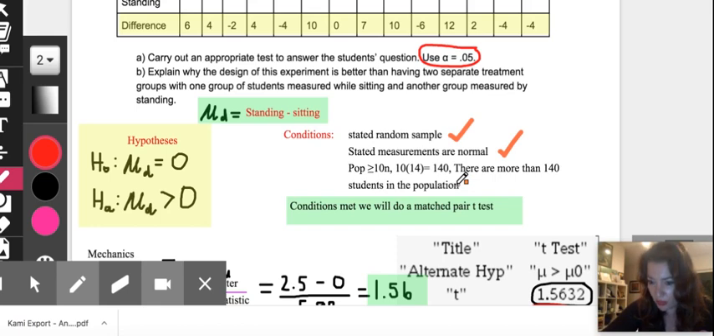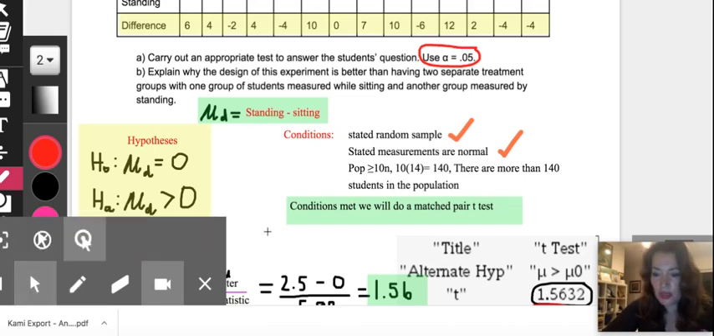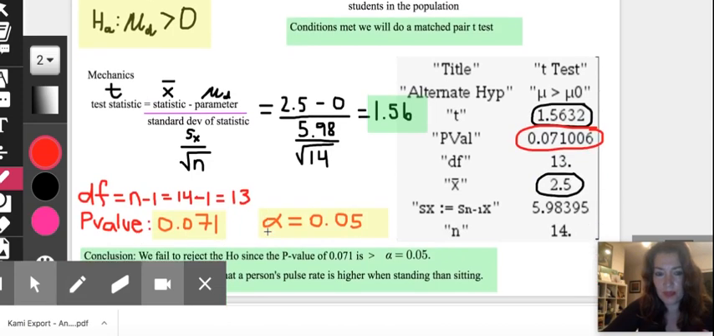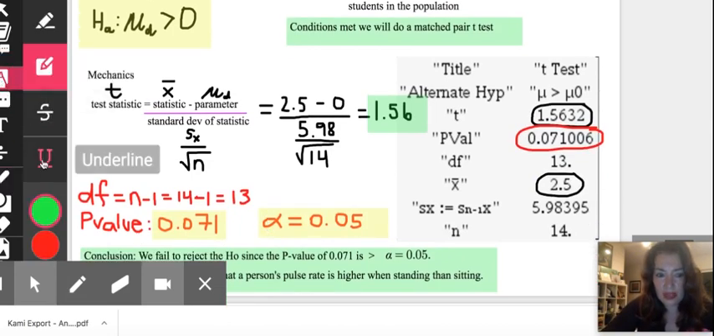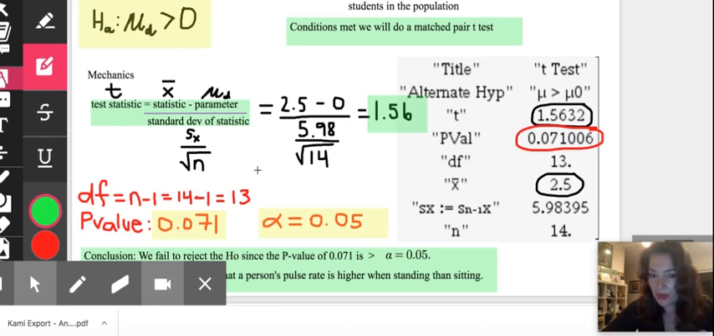Always state what you will do. In this case, we will say conditions met. We will do a matched pair t-test. Moving along to the mechanics. You should always write the formula in words. So I have the formula right here in words. So test statistic is equal to statistic minus parameter divided by the standard deviation of the statistic.